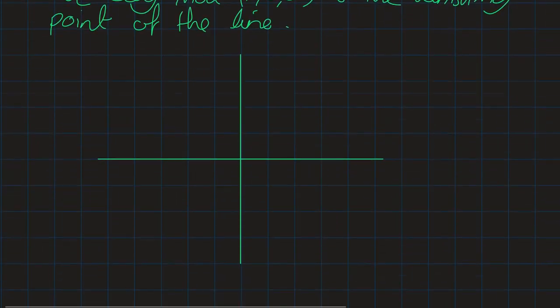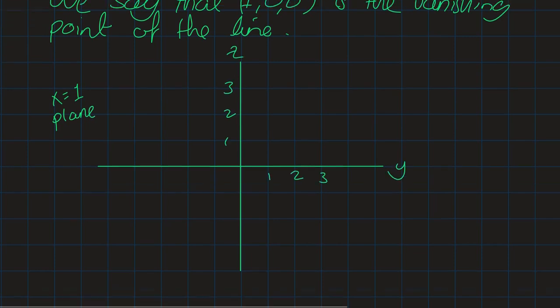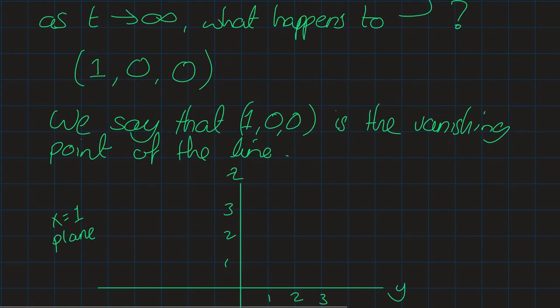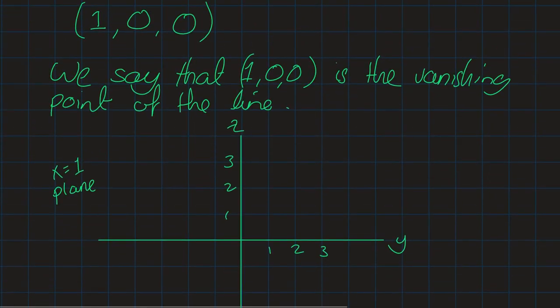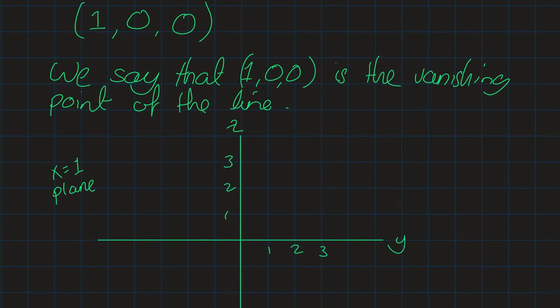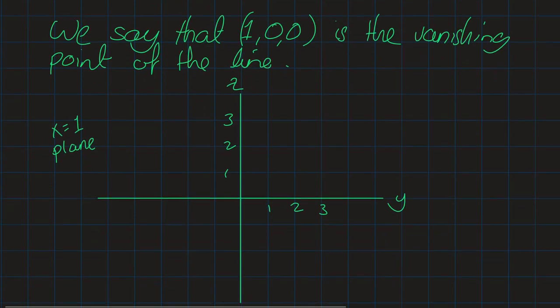Well, I'll draw a coordinate axis. I'll label it, this is the x equals 1 plane, which means that this is y, this is z, 1, 2, 3, 1, 2, 3. And we know that the vanishing point is (1, 0, 0). Well, I'm already on the x equals 1 plane, so ignore the 1. It means I just plot this point here. This point here is the vanishing point.